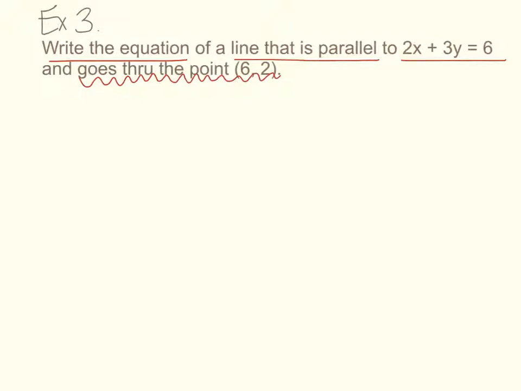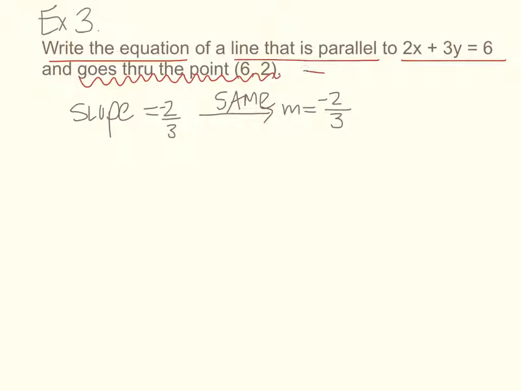So let's think about what we found in example 1. So the first thing we know is that the slope of this equation is negative 2 over 3. And that if that line is going to be parallel, it should be the same. So my slope of my new line will have the same slope of negative 2 over 3. Now what's new is they're saying now it's got to have this point. It's got to go through the point 6, 2.